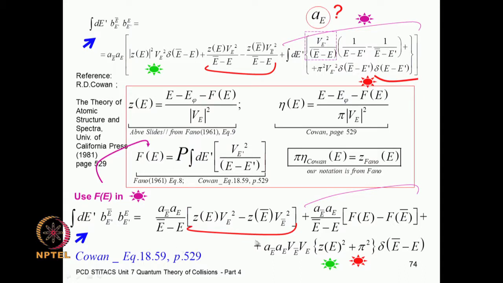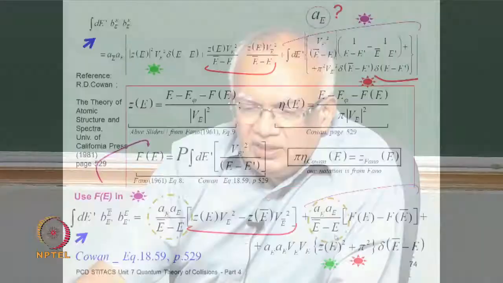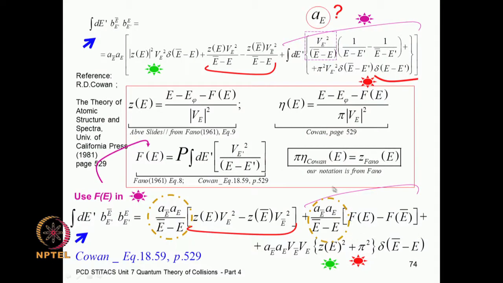So now I think we are getting it in a mathematical form which is becoming compact, and we can address it in a tractable form. Notice that these terms both have this factor common. This is a e bar a e over e bar minus e. This is a e bar a e over e bar minus e. So you can combine these two terms, you can factor this out and write the remaining terms separately.